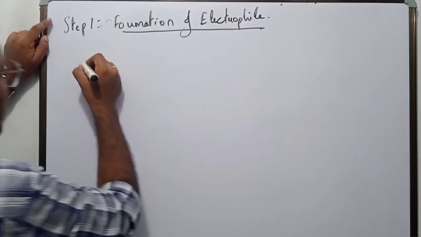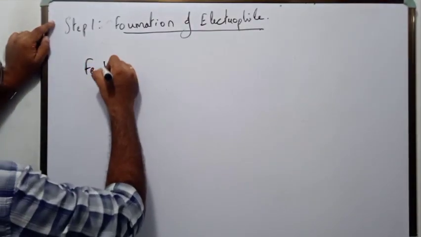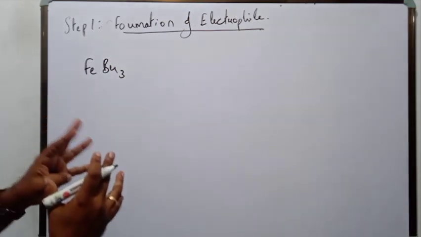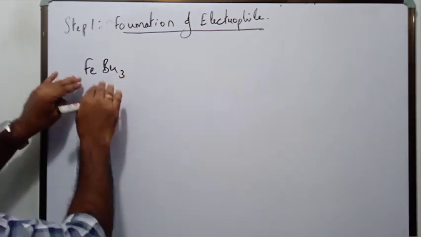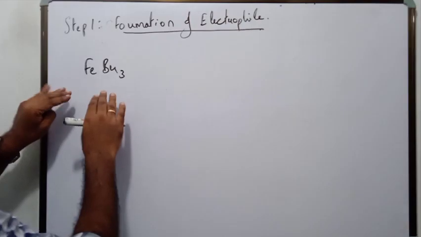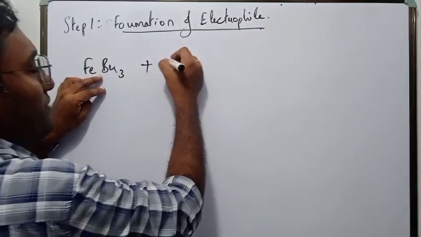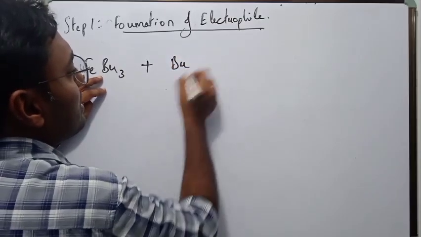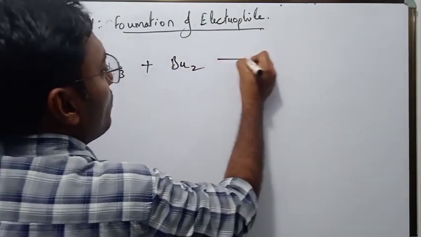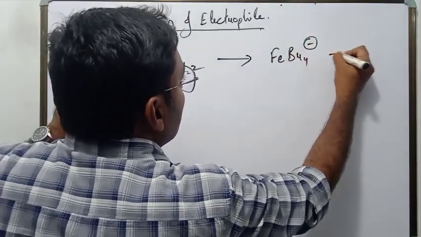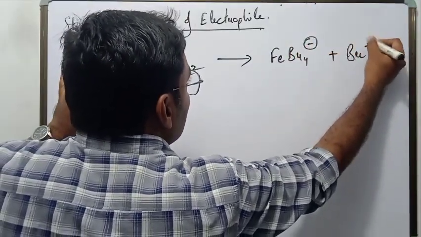So our acid catalyst is a Lewis acid catalyst. A Lewis acid catalyst is any substance that can accept a pair of electrons. FeBr3 accepts a pair of electrons. That's why it's called the Lewis acid catalyst. Of course, this is Br2. What happens? FeBr4 minus and Br plus. So we got the electrophile.